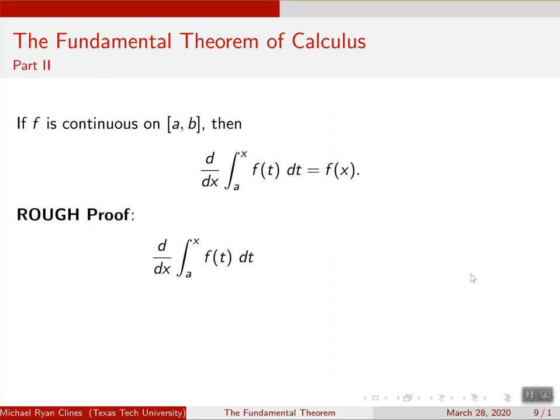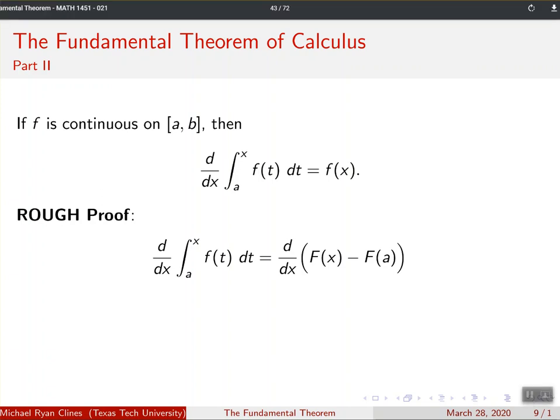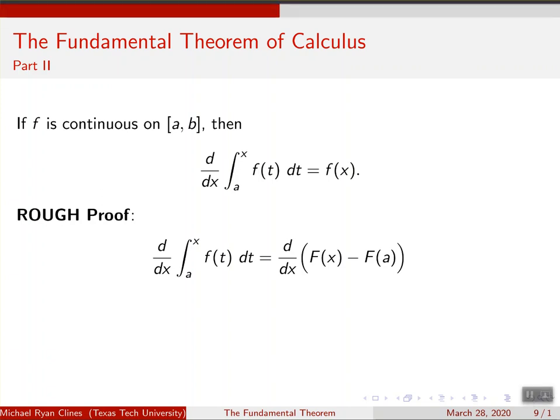From the Fundamental Theorem of Calculus Part 1, we get capital F of x minus capital F of a. x is the upper endpoint, a is the lower endpoint. The Fundamental Theorem says we find the antiderivative of f, plug in the endpoints, take the difference, and voila, we have the definite integral. In the next step, we need to evaluate the derivative of this integral. So we have the derivative with respect to x of F of x minus F of a.